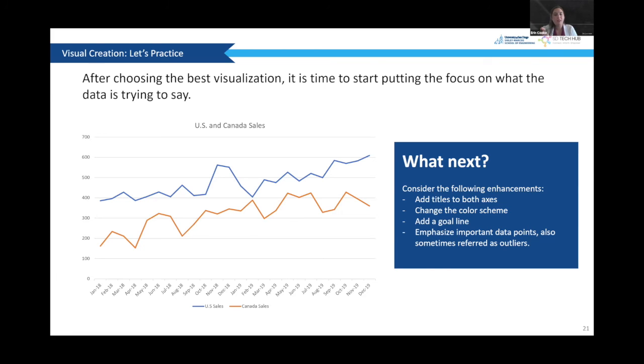I want to change the color scheme. I want to bring the Canadian line into focus, because that's the main thing, and we're comparing it against the US. So it's important to have the US line still there, but let's let it go to the back a little bit with a lighter color. I want to add that goal line. They're supposed to hit 325 sales per month, so I'm going to put that line there as a visual cue as to whether they're hitting it or not. And then maybe let's try emphasizing some important data points, and we'll see what that looks like.